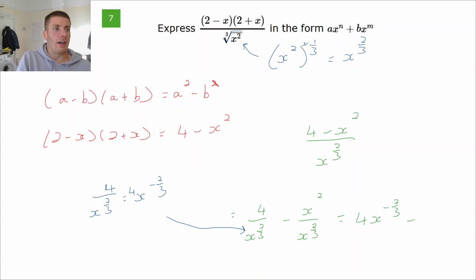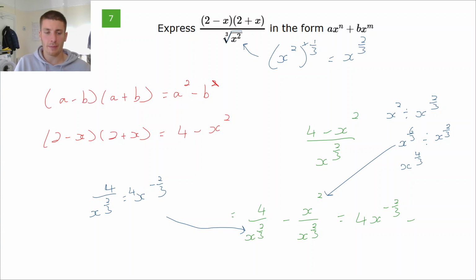Let's consider this up here. We're doing x squared divided by x to the 2 over 3, taking away the powers, so we're doing 2 take away 2 over 3. Let's write it out: we're doing x to the power 6 over 3, divided by x to the 2/3. I've just changed 2 to be 6 over 3 because my 3's are the same. 6/3 take away 2/3 is going to be 4/3, so x to the power of 4 over 3.